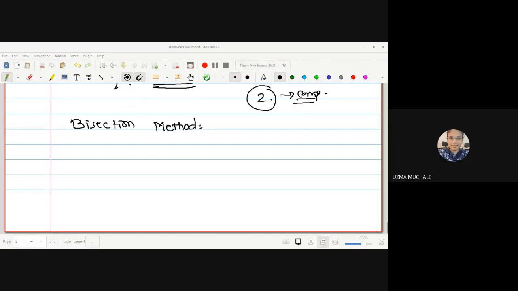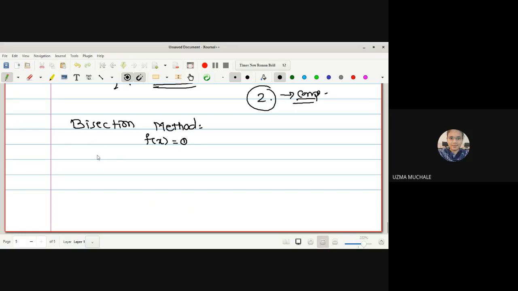This is the first method we are going to study. No doubt it is an iterative method to find the root of an equation. So we are provided with a polynomial or an equation, f of x equal to 0.